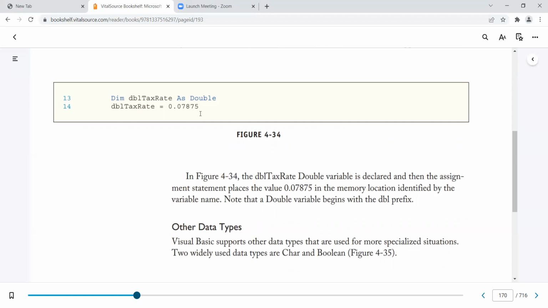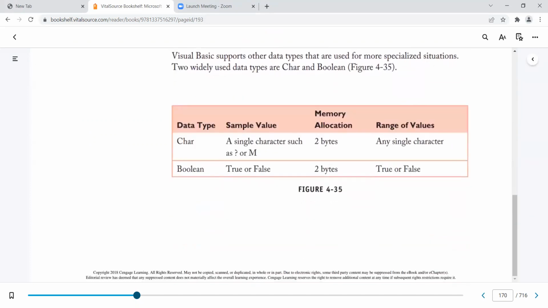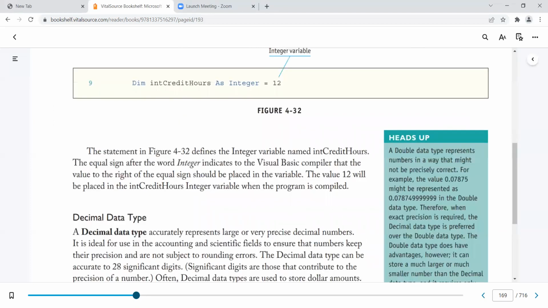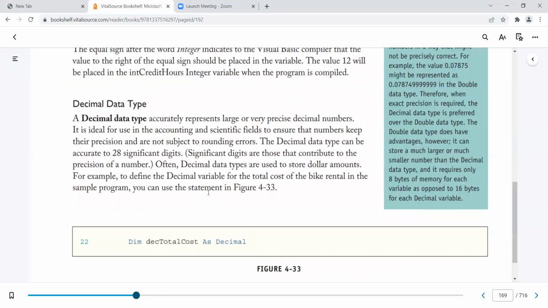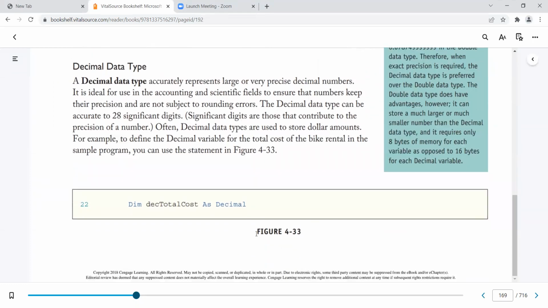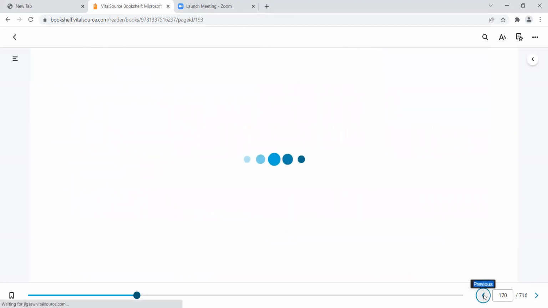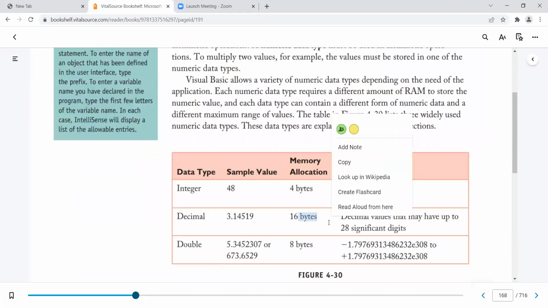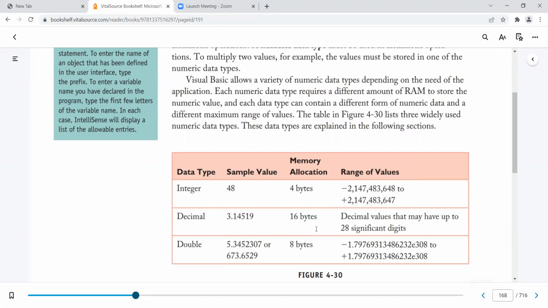But you do know double is not as accurate as decimal because decimal has more data, more bytes occupied. So where's my decimal? Here, this is decimal, which occupies how many bytes? Okay, decimal is 16 bytes. Which means decimal can represent more data than double. So this is the data type.